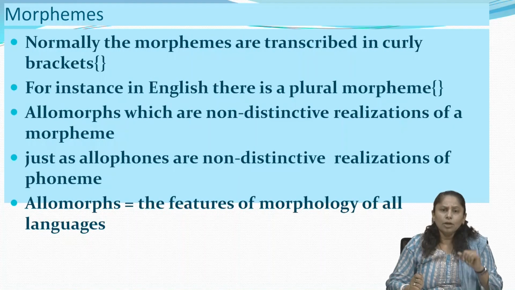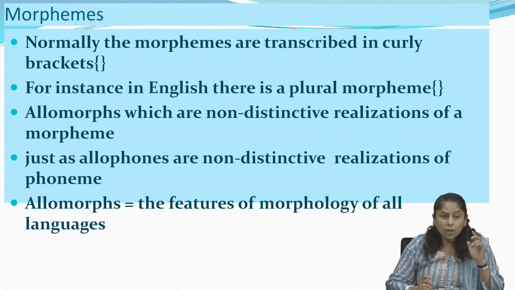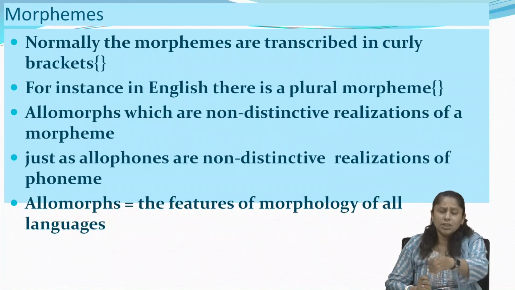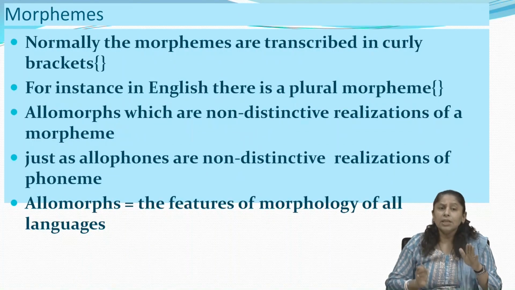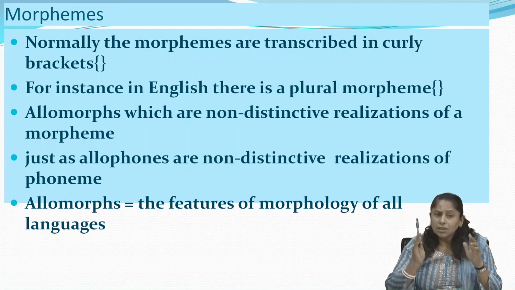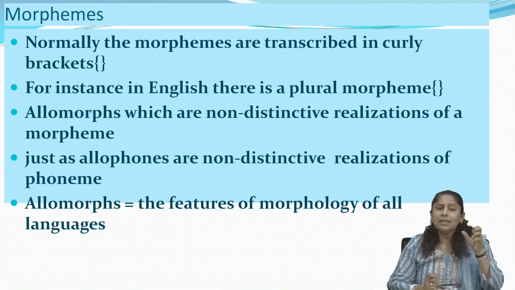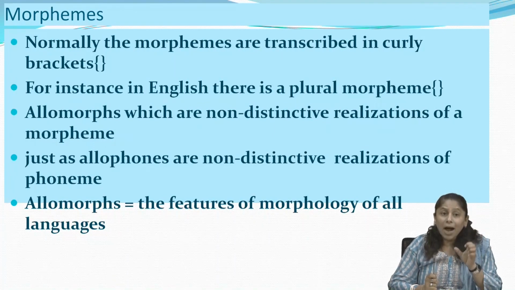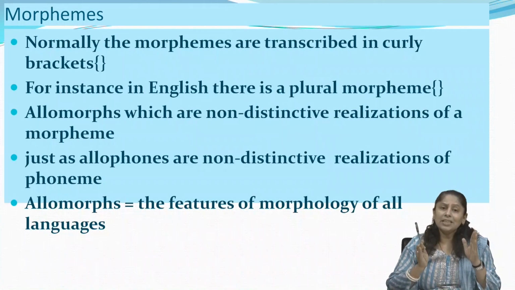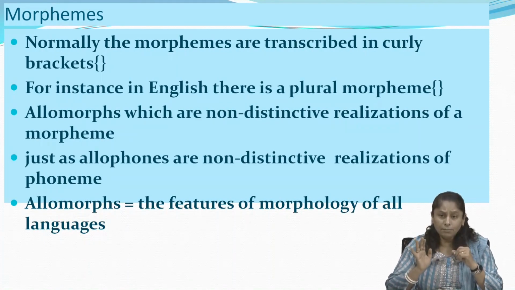Morphemes clearly. Normally the morphemes are transcribed in curly brackets. Look, there is a system to write the morpheme. You can't write the morpheme in your examination answer sheet without showing it with curly brackets. These brackets mark and indicate that these are the words utilized under the category of morphemes. That's why you need to utilize curly brackets.